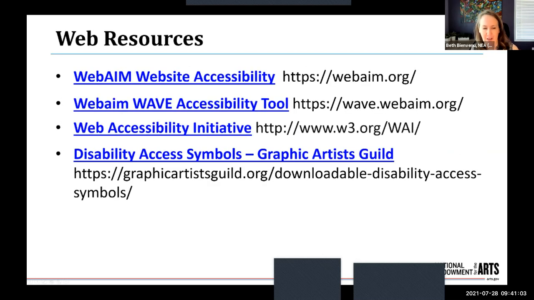And I already mentioned all the digital things. I think there's some duplication, but WebAIM resources, and also the disability access symbols. So be sure to check those out.